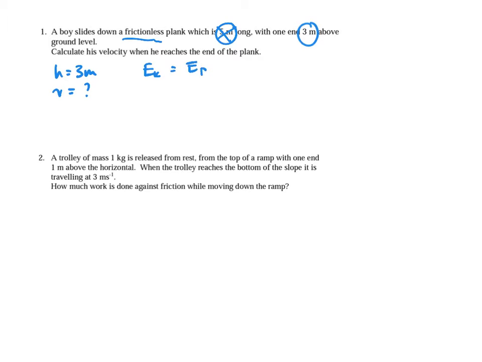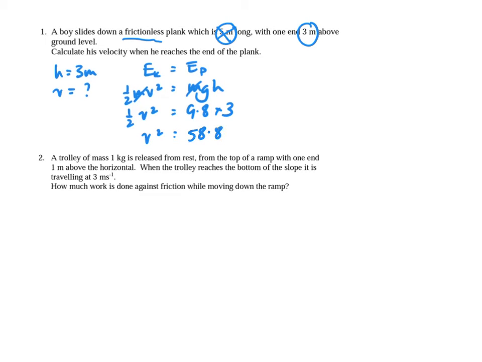So EK equals EP. So a half mv squared equals mgh. But now we can see that the m's cancel out from both sides. So even though we don't know the mass, it doesn't matter. We would just divide both sides by whatever it is. So we have a half v squared equals gh. We can plug in now: a half v squared equals 9.8 times 3. So v squared is 58.8.